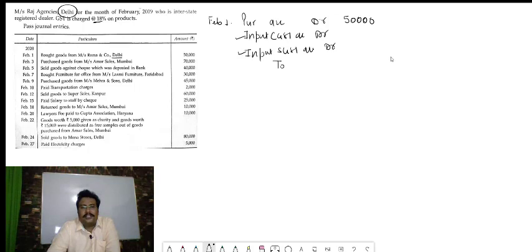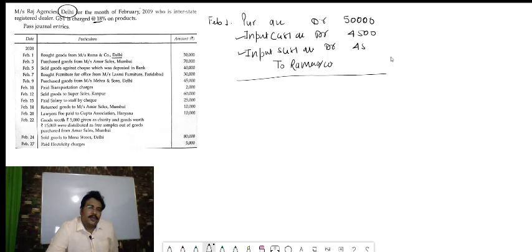It is a credit transaction from whom? From Rama and Company. So 50,000, 18% will be how much? 9,000. So 9,000 will be equally divided into CGST and SGST: 4,500 CGST, 4,500 SGST, and the total to Rama will be 59,000.